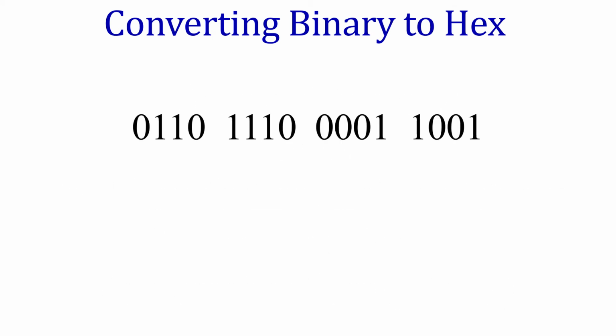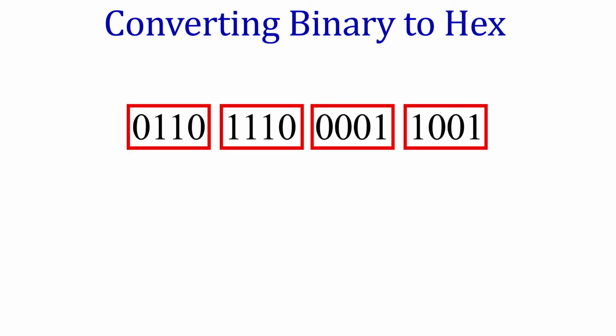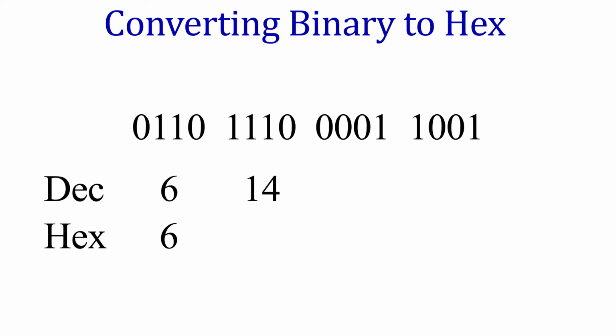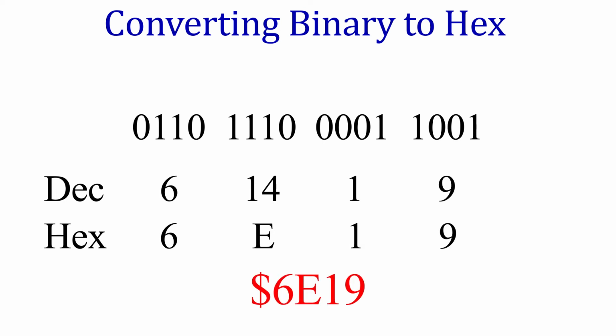Here is a 16-bit binary number. We have it split into groups of 4, so there are 4 groups of 4. Each group is its own hex digit, 1 to F. The first is the decimal number 6, which is the same as hex. The second is 14, which is hex E. The third is 1, and the fourth is 9. So the hexadecimal number is 6E19.